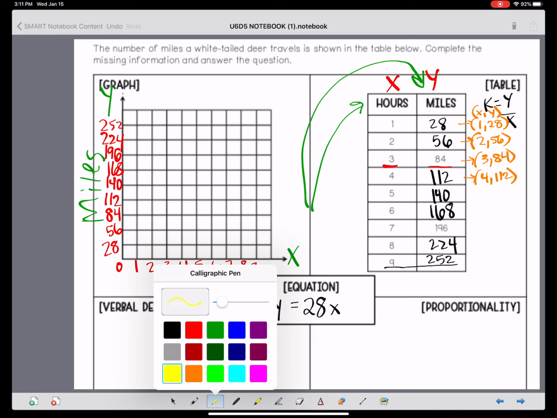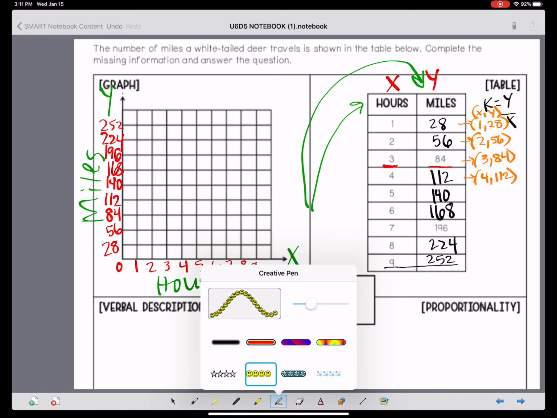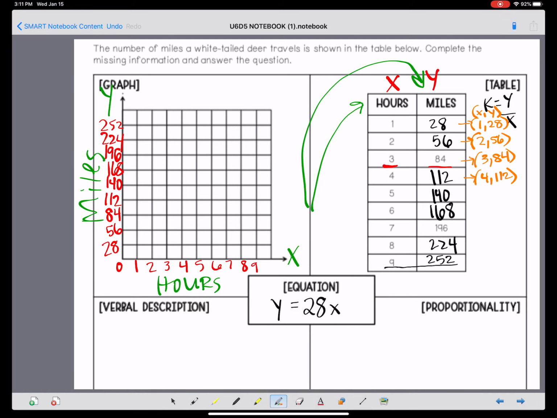So let's see. With the first point that I need to graph, it says 1, 28. So that means I go over to 1 on my X line, and I go up to 28, and I put a point. Now let's do the next one. Go over to 2 and up to 56. Go over to 3 and up to 84. Go over to 4 and up to 112. And you'll keep doing that until you finish putting all your points on here.